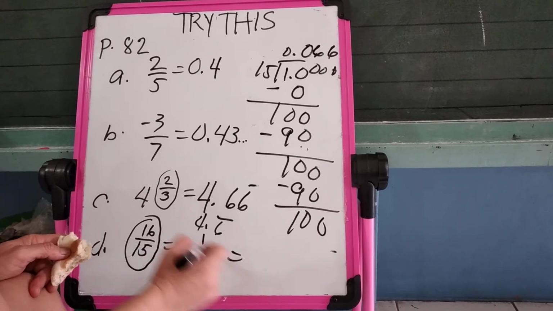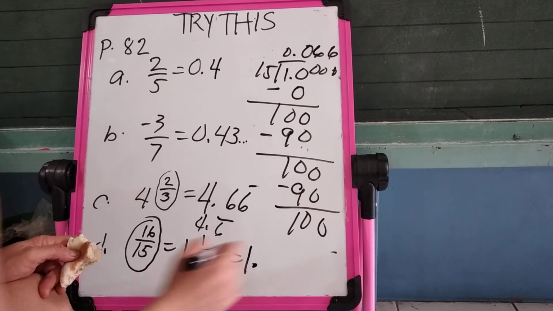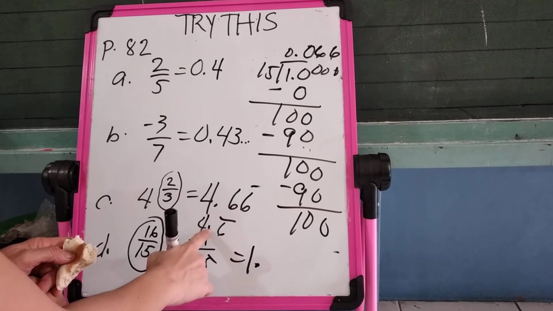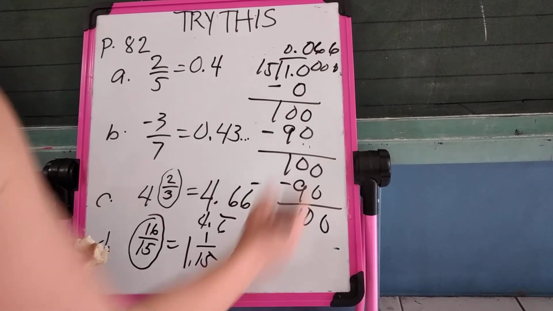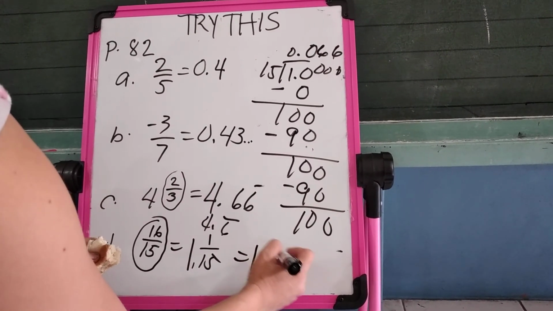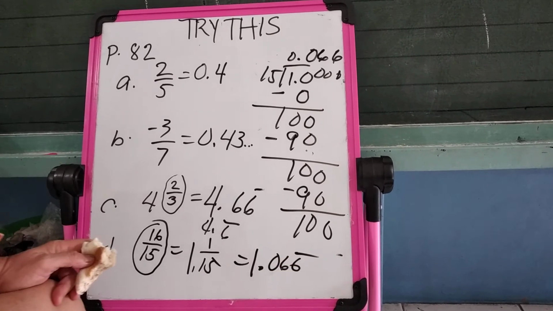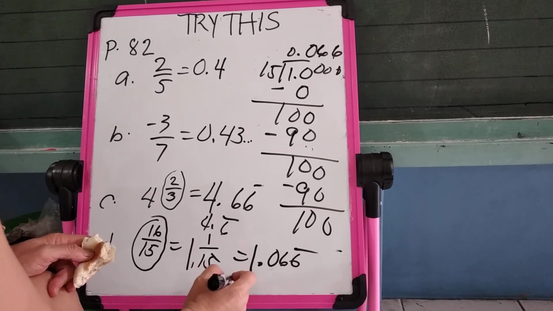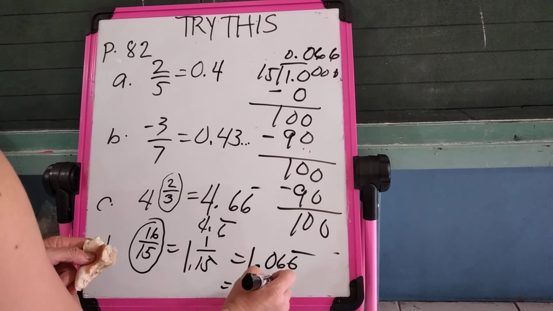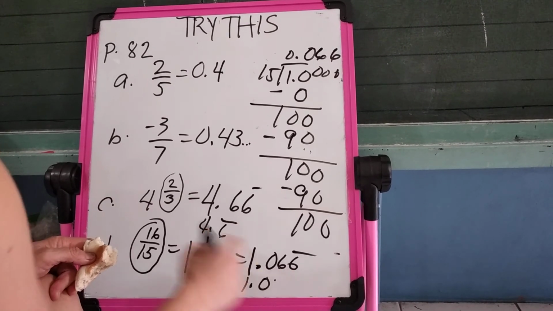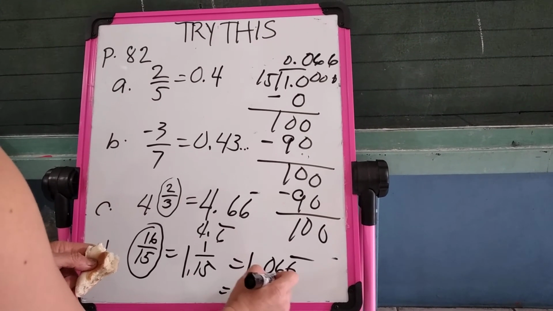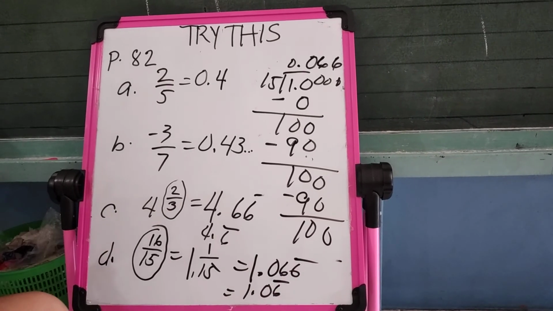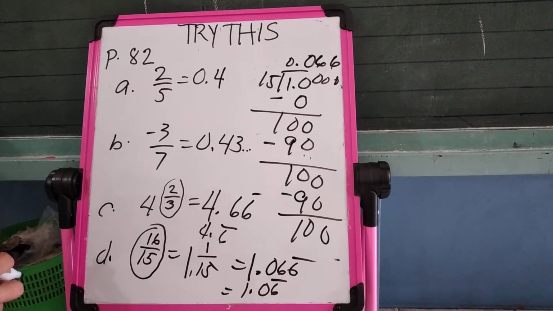So our answer is now, because there is 1 here, so 1 and, right? 1 and 1/15 is equal to 1.0666, and it goes on. Or round it up. 6 here means that the 6 repeats. Only the 6 repeats. Okay?